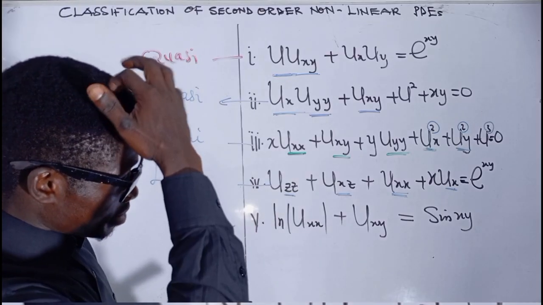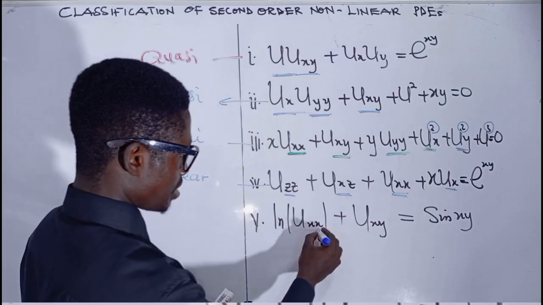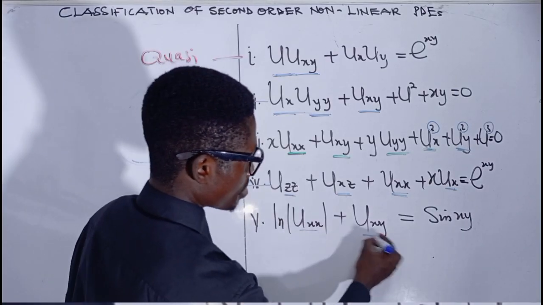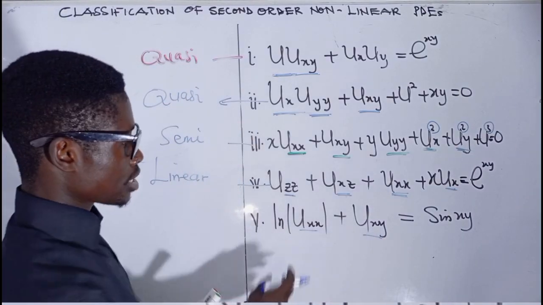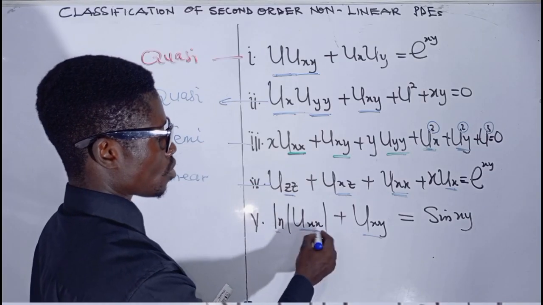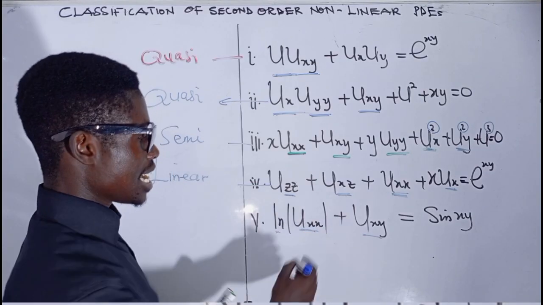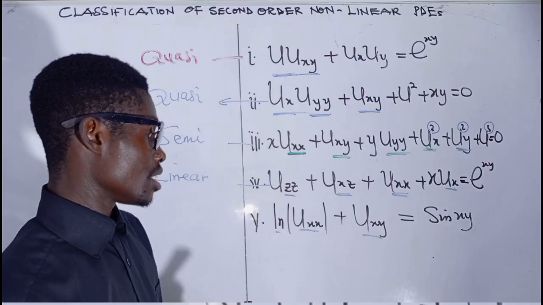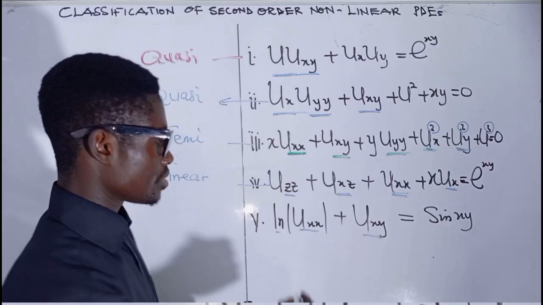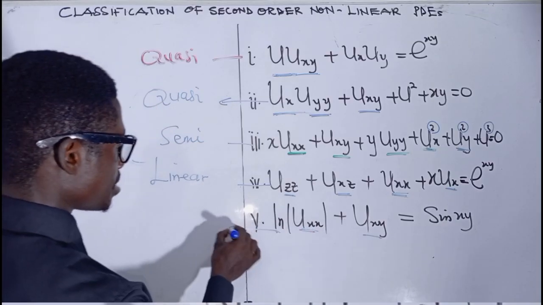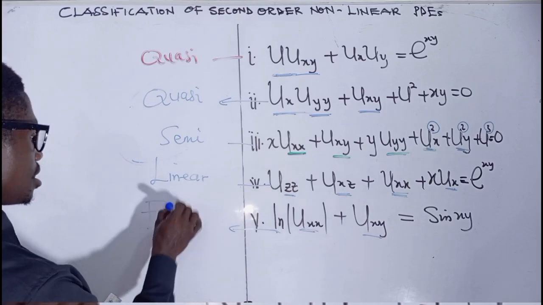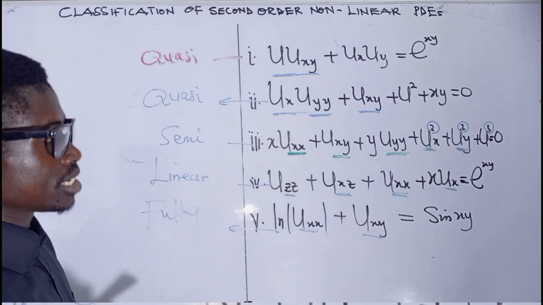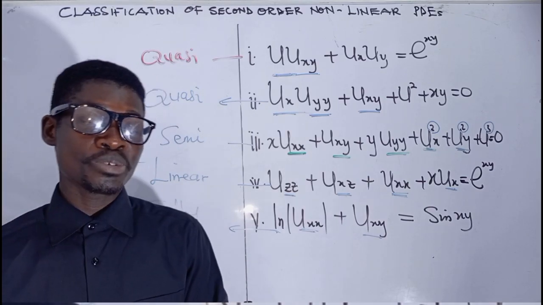So let's look at the last one. We have our higher derivative here. We have one of them here. This one is linear. But with this one, we have a transcendental function on one of the higher derivatives. And this makes the PDE a nonlinear PDE. And since the nonlinearity is on the higher derivative, which is this, it makes this PDE a fully nonlinear PDE. Very, very easy and simple.